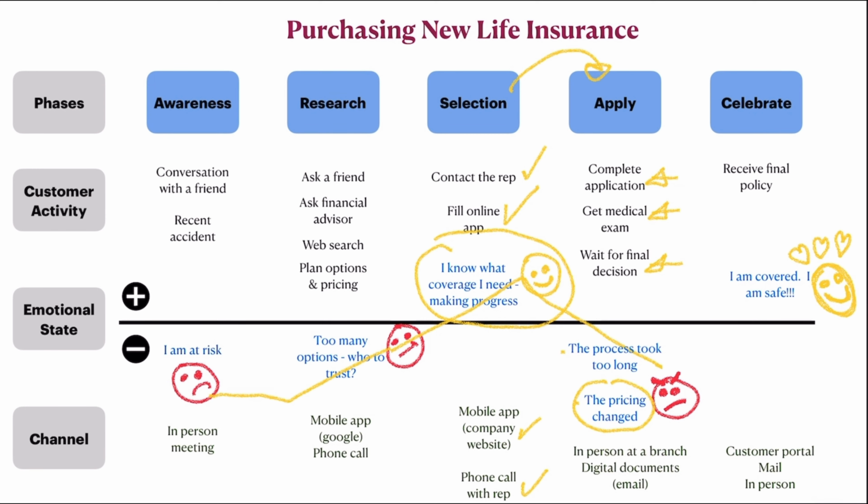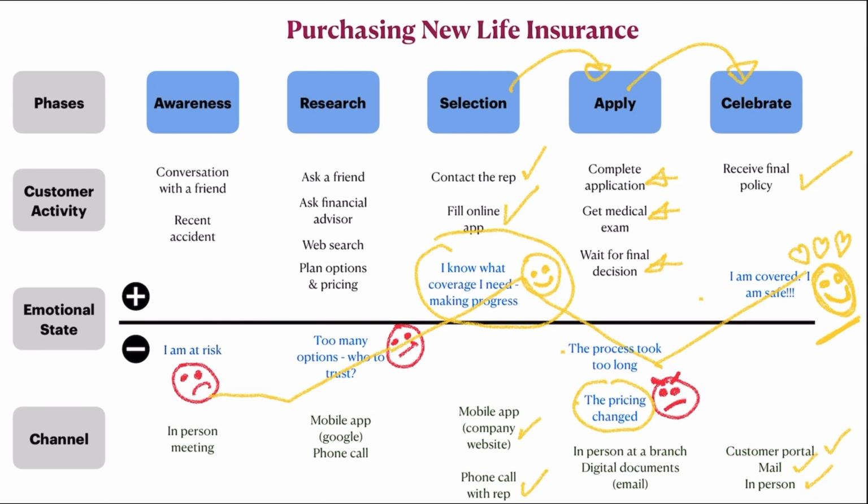Finally, we're back up from an emotional journey perspective, where they decide to accept the proposal that was given to them by the life insurance company, and they are in celebration mode because they have received their policy. They feel absolutely fantastic because they are covered and they feel safe, and they may get their policy either through a customer portal that you may provide to them to download or save their policy, in the mail, or in person with their financial rep.